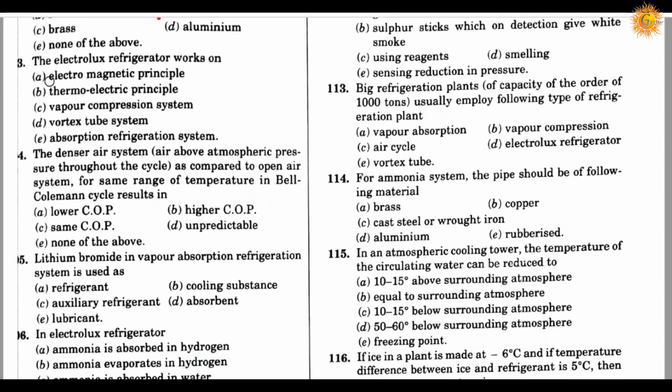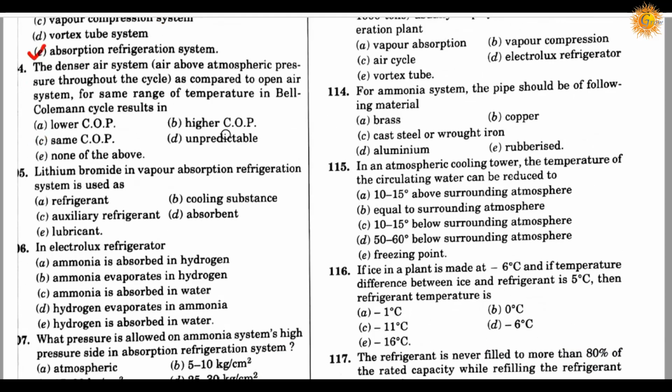Question 103. The Electrolux refrigerator works on: Option A, electromagnetic principle. Option B, thermoelectric principle. Option C, vapor compression system. Option D, vortex tube system. And option E, absorption refrigeration system. So the correct answer is E, absorption refrigeration system.